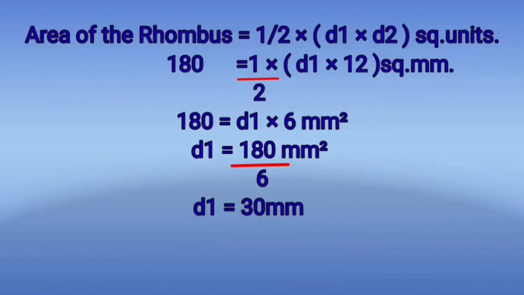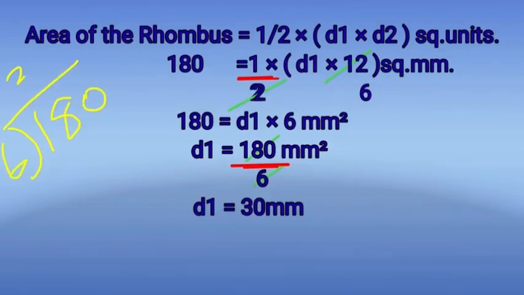180 is equal to 1 by 2 into D1 into 12 square millimeter, which is equal to 180 is equal to D1 into 6. By cancelling 12 by 2, we get 6. To get the value of D1, we have to divide 180 by 6. By dividing 180 by 6, we get 30 millimeter, which is the required answer.